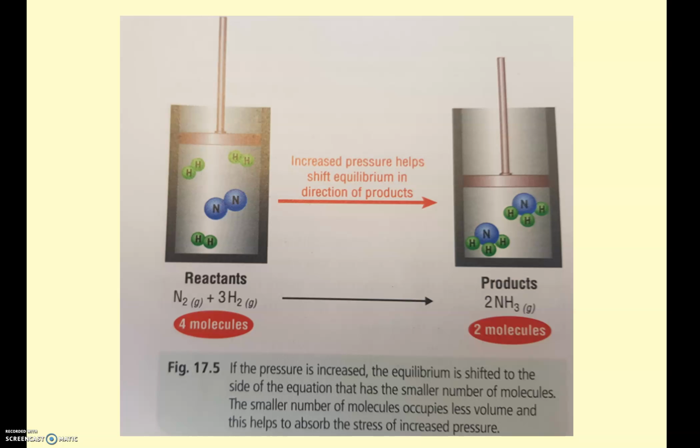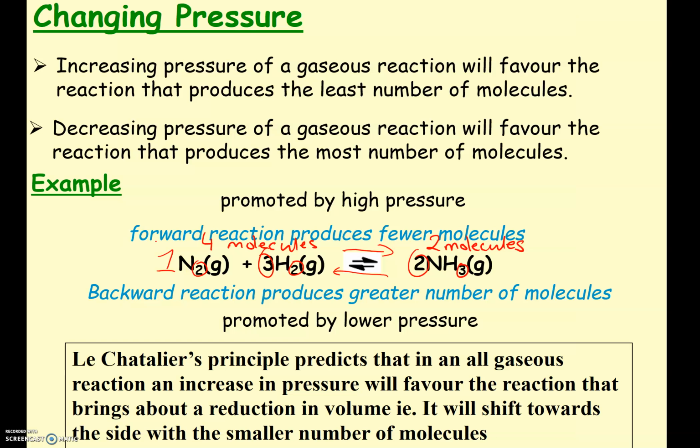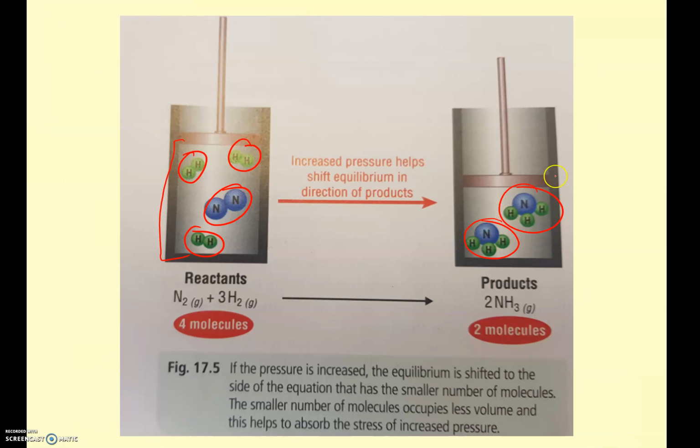Here, like we had before, you have 4 molecules: 1, 2, 3, 4. Over here, you just have 2. So here you have less pressure, or you can also say you have a greater volume. That's what they were talking about at the bottom of this slide. You have a greater volume here, and a lesser volume, or an increased pressure, there. That is just a small visualization for you.